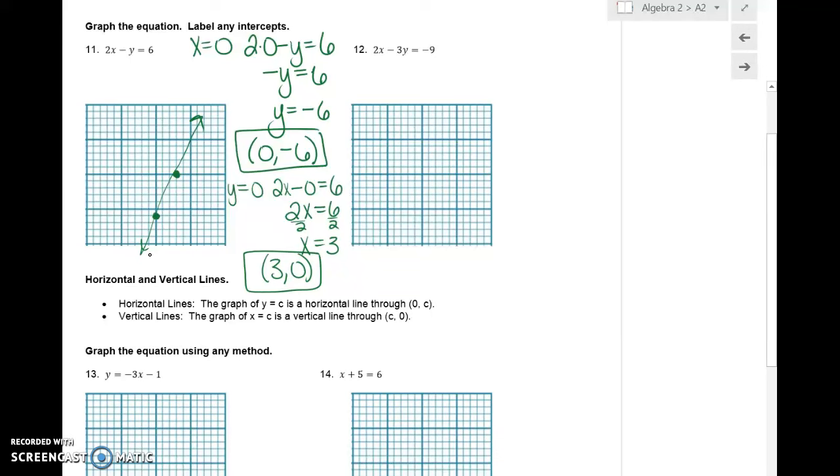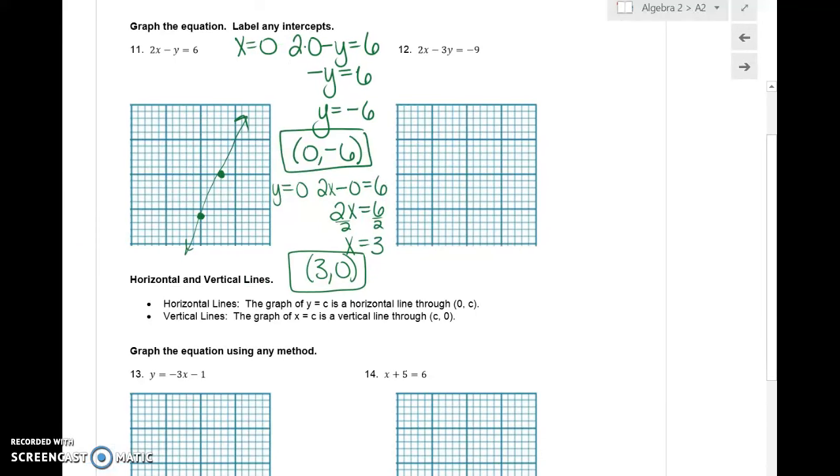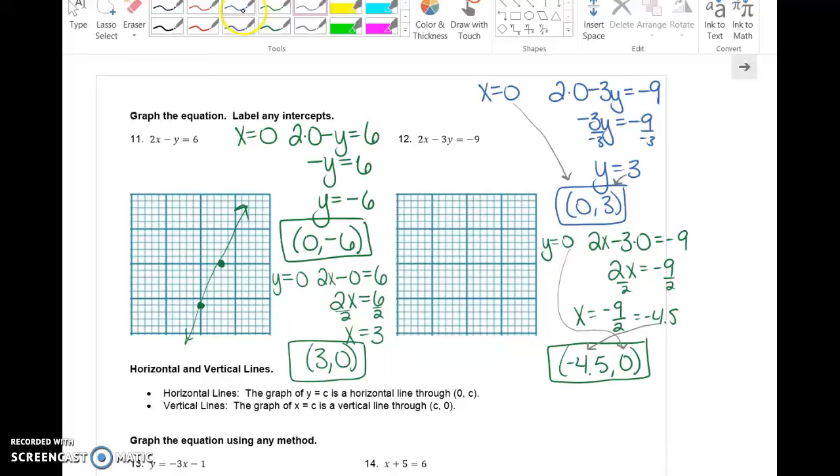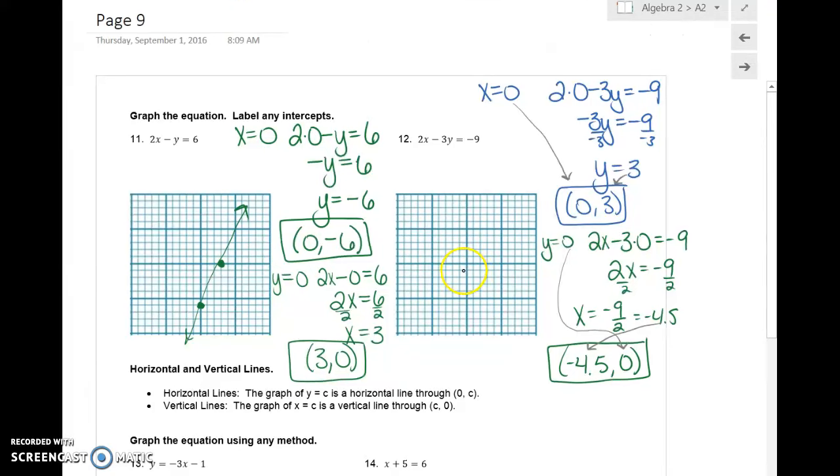Okay, give that a try on number 12 on your own. When you plug x equals 0 in, you should get y equals 3. So the point (0, 3). x is 0, y is 3. That point you plot, that is your y-intercept, (0, 3).